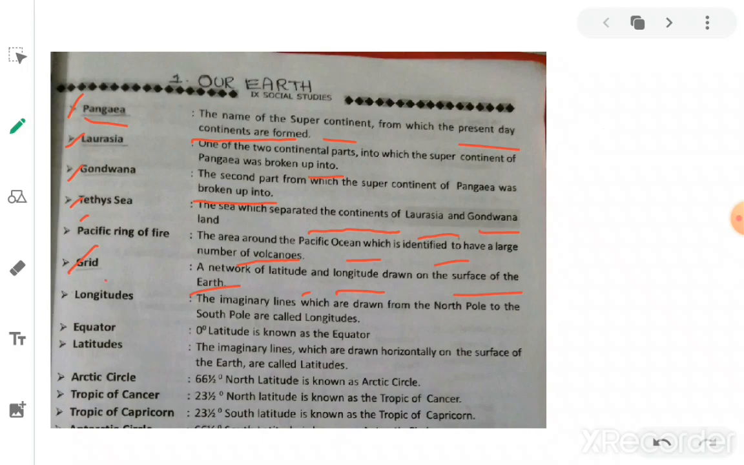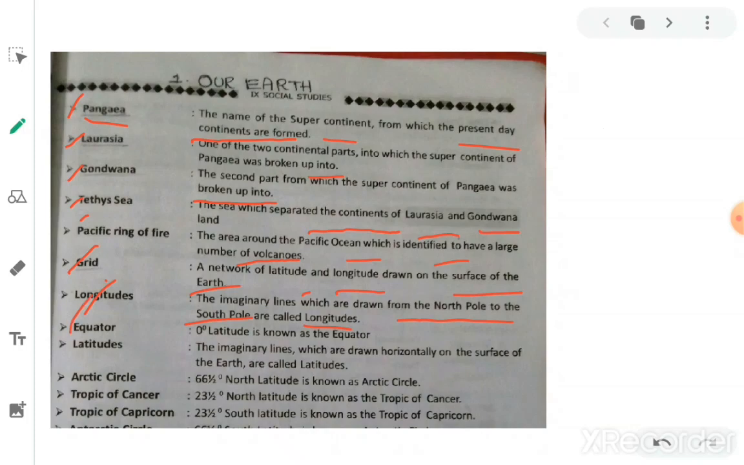Next one is longitude. In this grid, one of the imaginary lines, the vertical lines, are the imaginary lines drawn from the North Pole to the South Pole. So they are drawn vertically on the globe. These imaginary lines are called longitudes. The total longitudes are 360 in number.